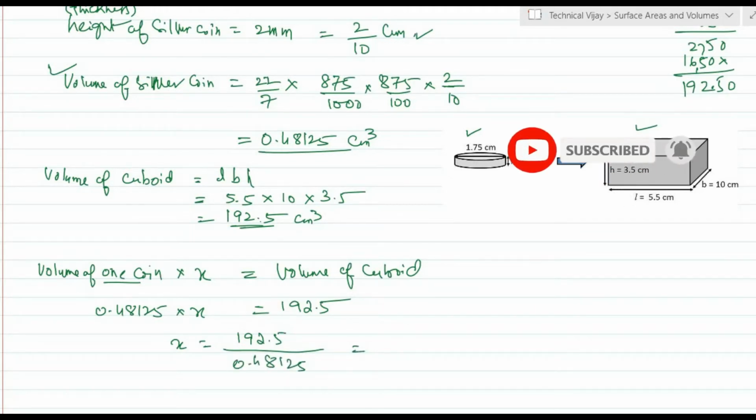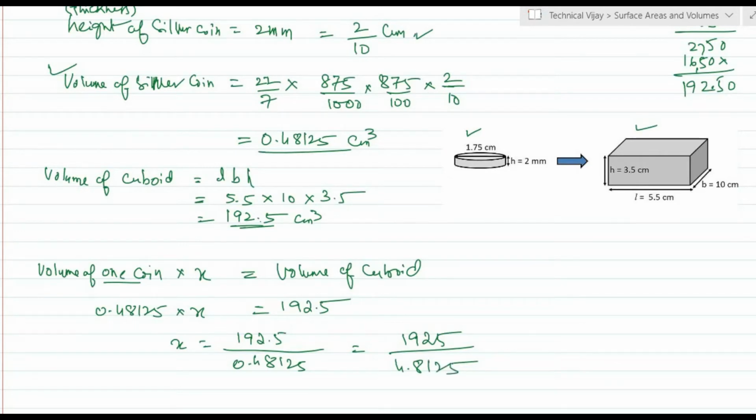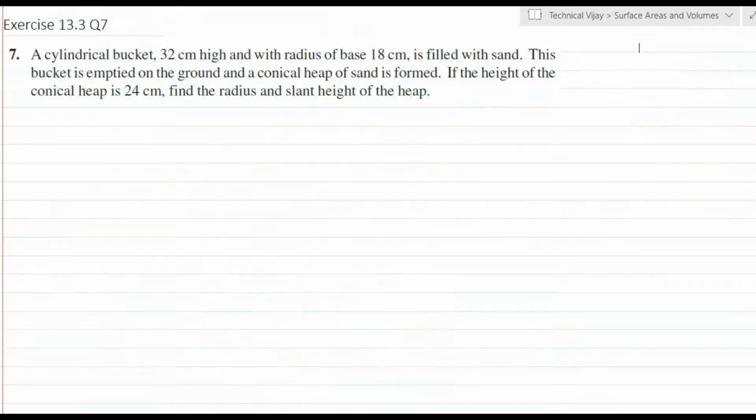So this can be written as, the decimal can be removed here, that is 1925 divided by 4.8125. Now after multiplication this comes to a value of 400. So here x is equal to 400, that is, 400 coins are to be melted to form this cuboid. Okay, so this is the solution.